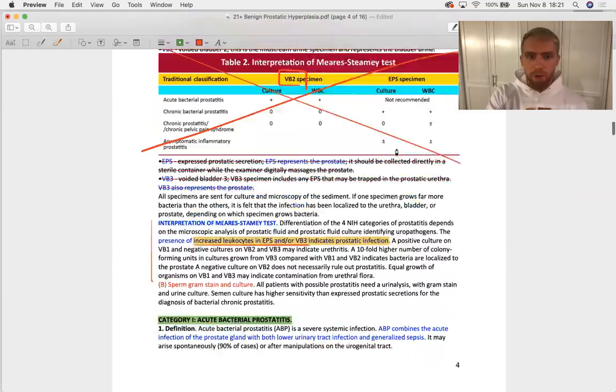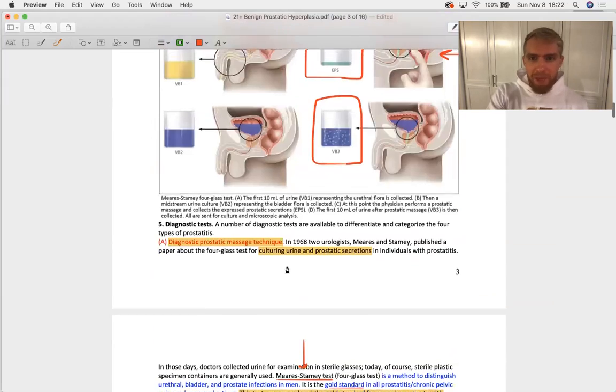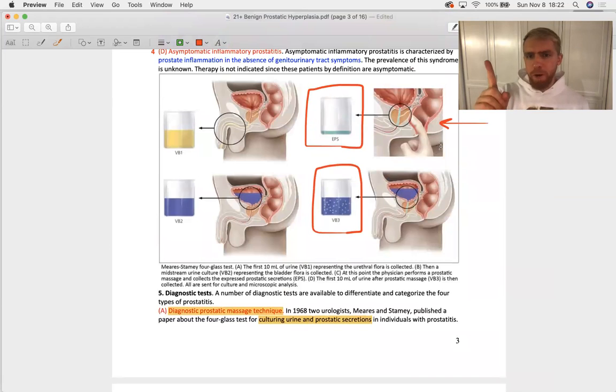So one of the reasons why we no longer like as much this Meares-Stamey test is because when you put your finger up there and massage the prostate, there's a slight risk of a transient bacteremia, and we don't like bacteremia. Why? Because that can go around and cause clots in other parts of the body, that can cause an infection elsewhere in the body, that could even cause an endocarditis if it's the correct organism.